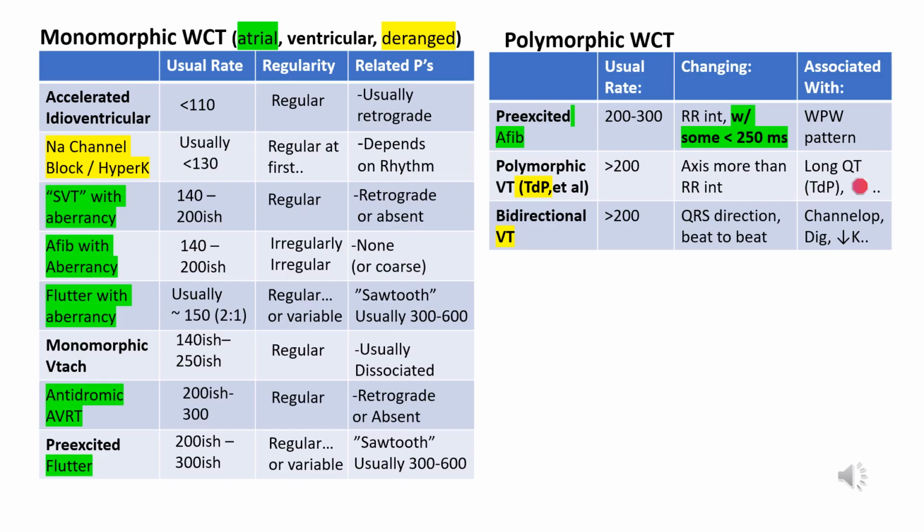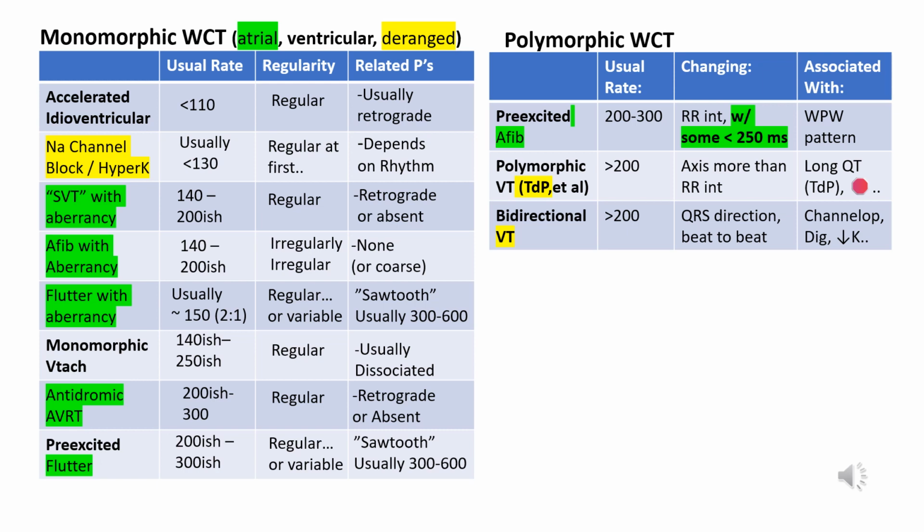Here's a chart breaking down monomorphic, that is, one QRS shape, wide complex tachycardias based on rate, regularity, and p-wave relationships. The one breaking down polymorphic wide complex tachycardias is on the right, broken down by rate, how the QRS is actually polymorphic, and some clinical associations. This is on your sheet.